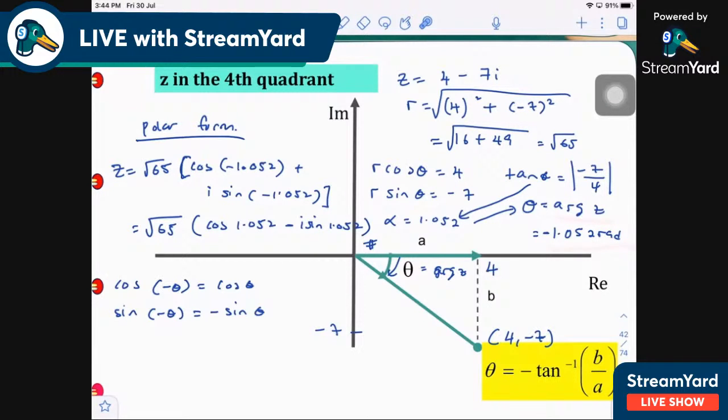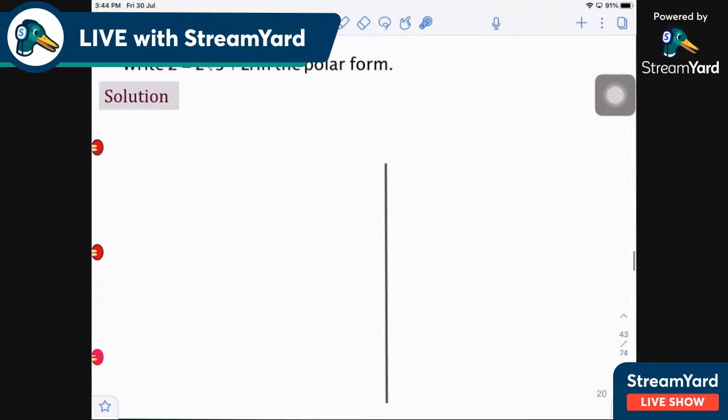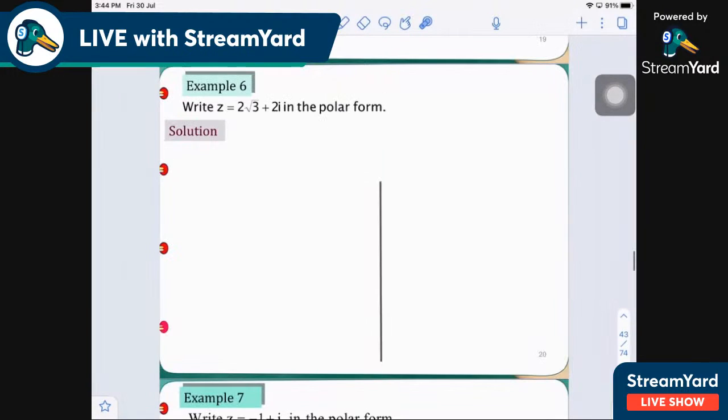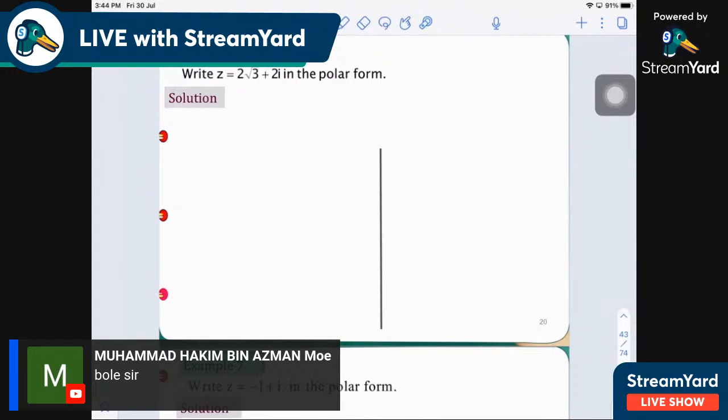Okay, let's see here lah. Kita ada satu soalan kat sini, kita cuba. Okay, we draw this line here first. 2 root 3 plus 2i. So, kuadran mana? Pertama, kedua, ketiga atau keempat? Mana satu? 1, 2, 3 or 4? Of course, 1 lah, right not? So, here, we mark 2 root 3 plus 2i. I can draw this. I can label here as 2 root 3. And here, I can label as 2.